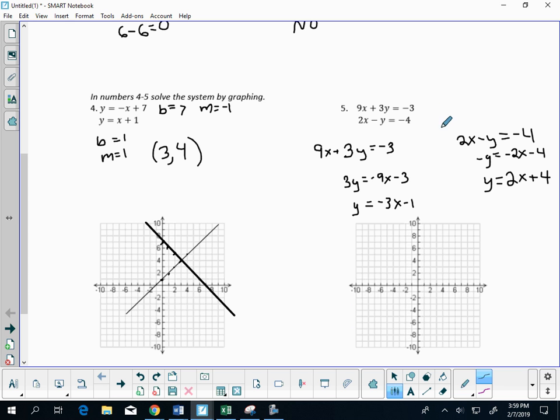On number 5, what I did was I put those into slope-intercept form because they weren't already in slope-intercept form. So 9x plus 3y equals negative 3. Subtract 9x, divide by 3. My y-intercept is negative 1. My slope is negative 3, so I go down 3, right 1. I'm going to do that a couple times. Draw my line.